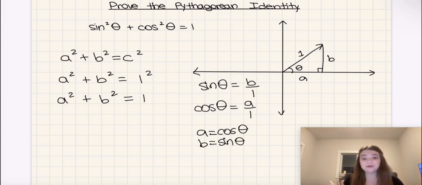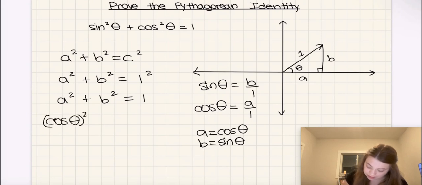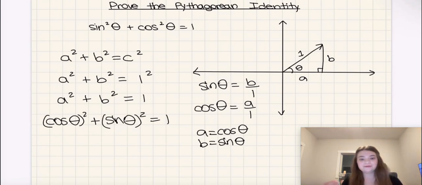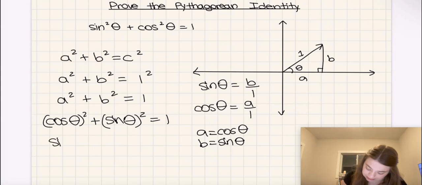And so now I'm going to sub those things into our equation here. Instead of a, I'm going to write cos theta, and instead of b, I'm going to write sine theta. So then I'm going to get that cos theta squared plus sine of theta squared is equal to 1. And then recall that cos of theta squared is the same as cos squared theta, and sine of theta squared is the same as sine squared theta. So therefore, sine squared theta plus cos squared theta is equal to 1.